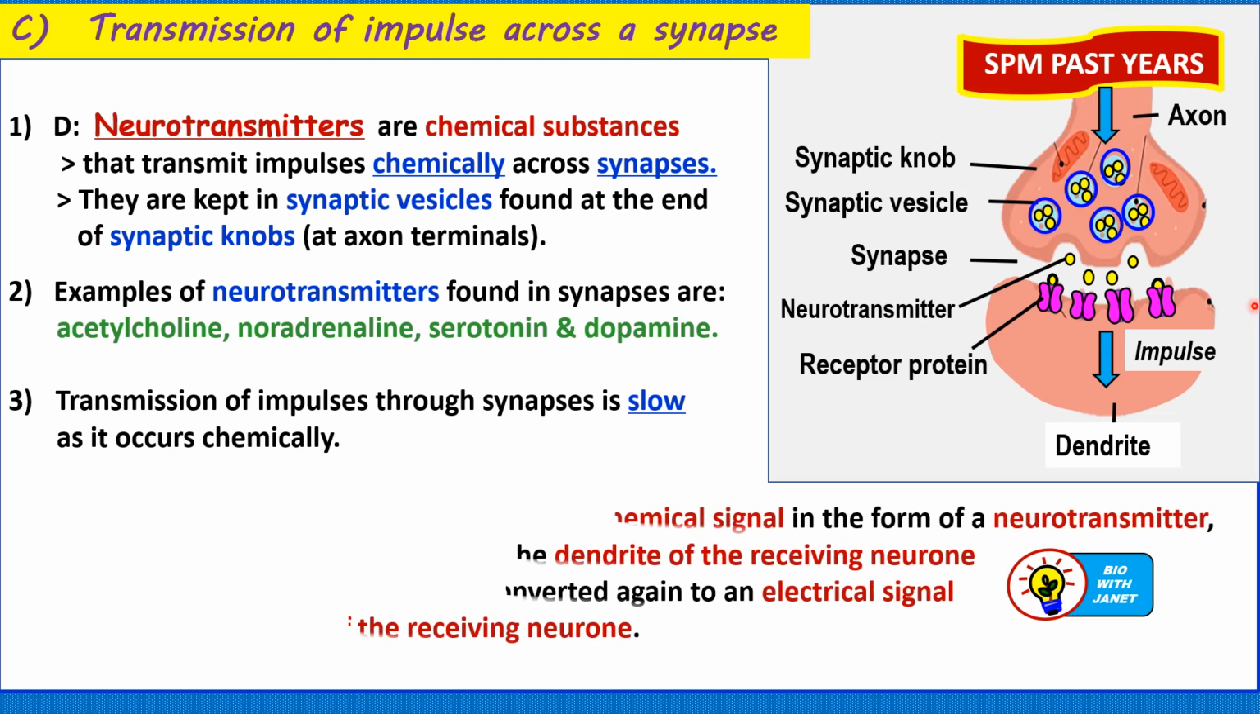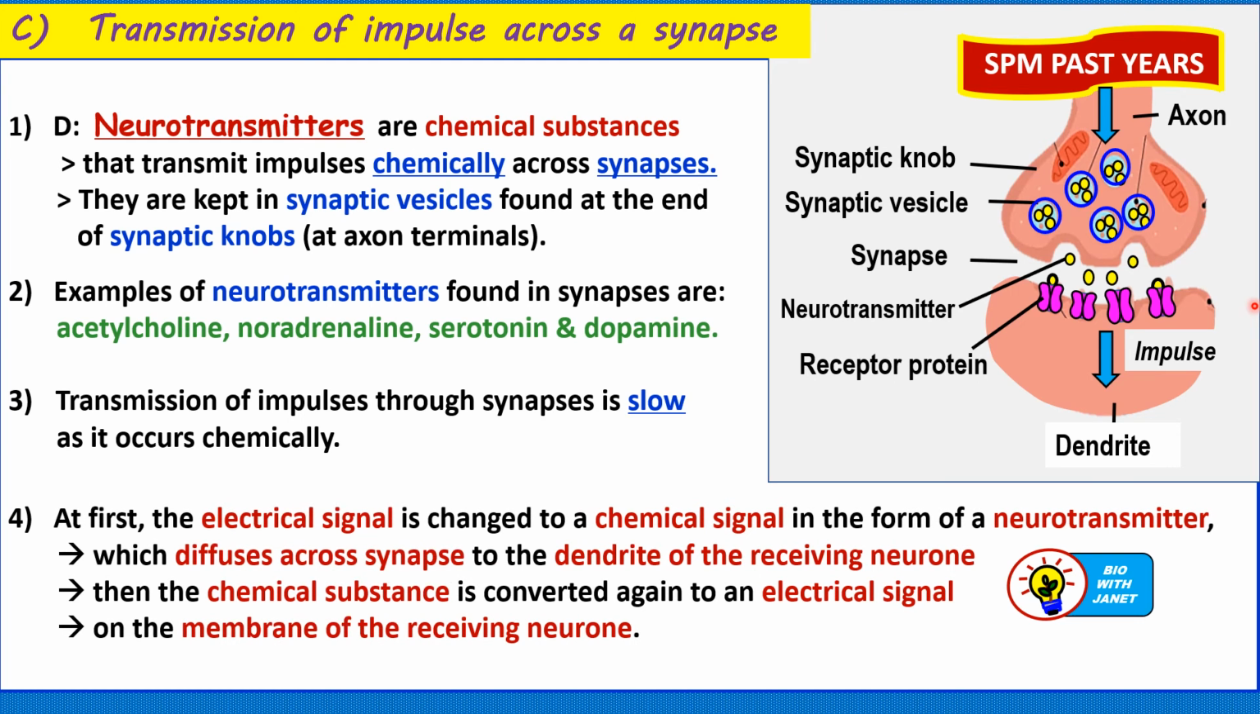neurons. Now, lastly, at first, the electrical signal is changed to a chemical signal in the form of a neurotransmitter. Then the neurotransmitter diffuses across the synapse to the dendrite of the receiving neuron. And then the chemical substance is converted again to an electrical signal. That means the electrical impulse on the membrane of the receiving neuron. And then the electrical impulse will be transmitted through the neuron.